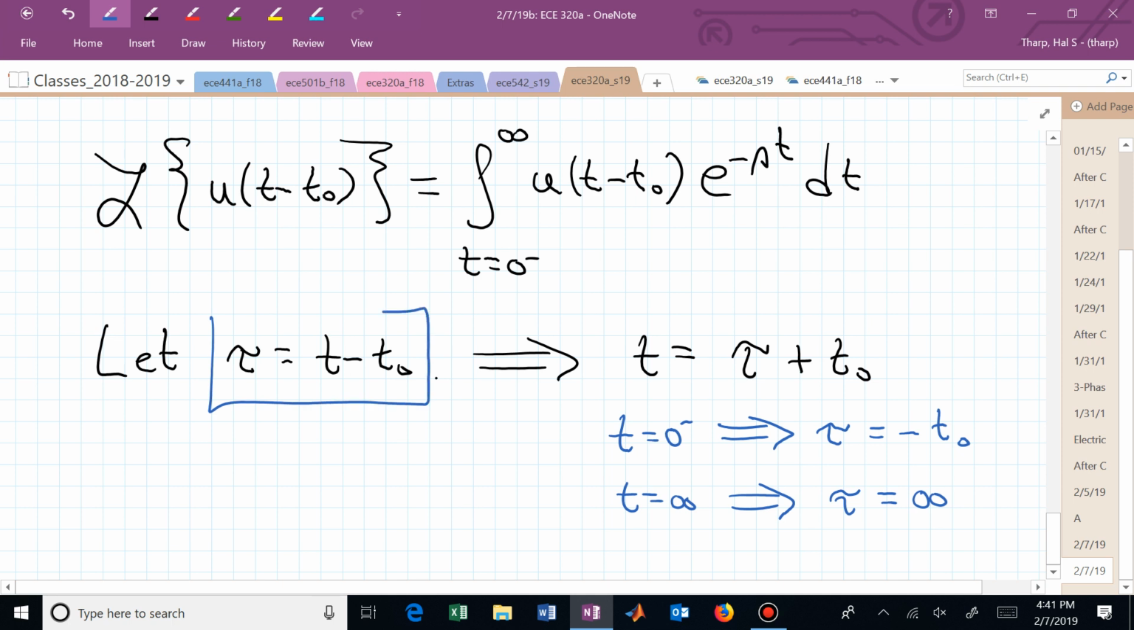And if we're using this, what is variable and what is fixed? T was variable. That was our original variable of integration. What was t naught? That was a fixed delay, wasn't it? But tau is variable. So now I can say that d tau is equal to dt. A small variation in tau is the same small variation in t. So d tau is the same as dt. And now I'm ready to start doing this variable substitution in my Laplace transform definition for this delayed unit step.